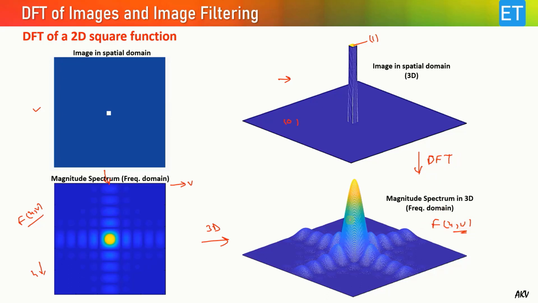So here you can see the clear variations: at the center, where u equal to 0 and v equal to 0, you are getting the F(0,0). So this peak is representing the F(0,0). That means it is the DC component of the image. So that is the largest one available in the frequency spectrum.